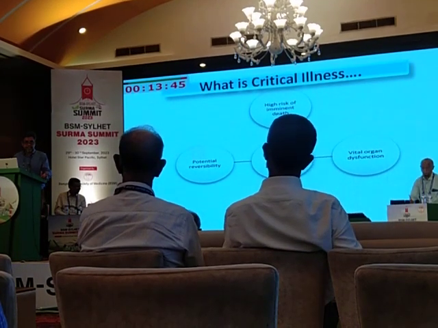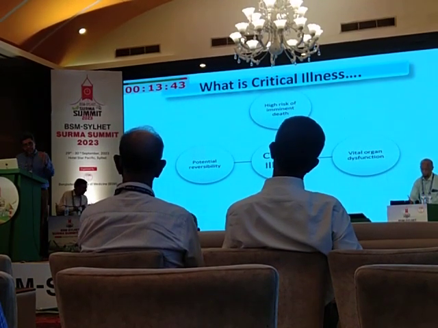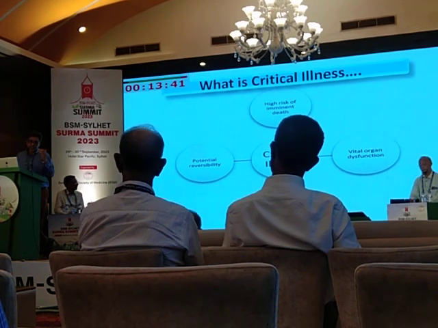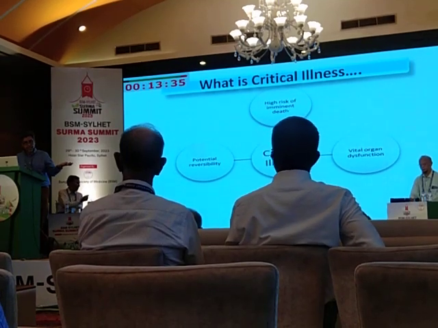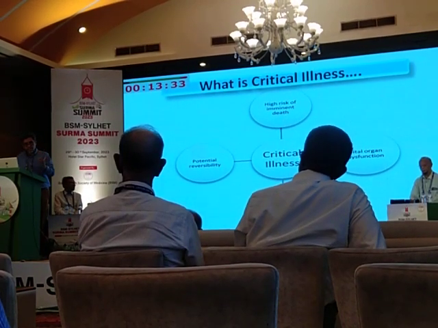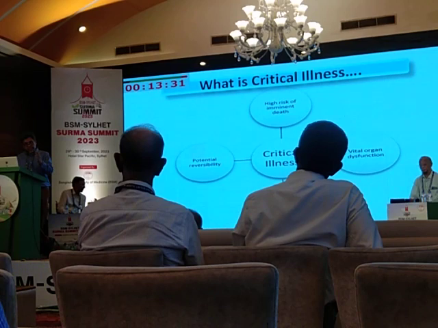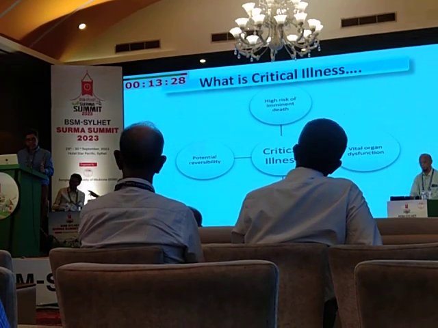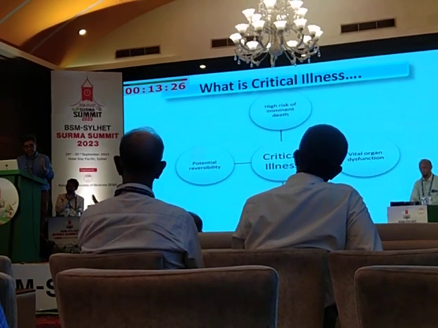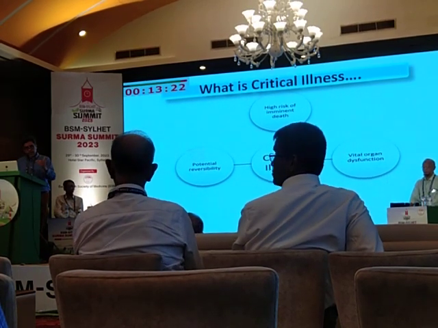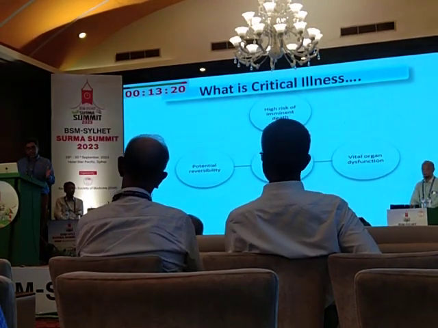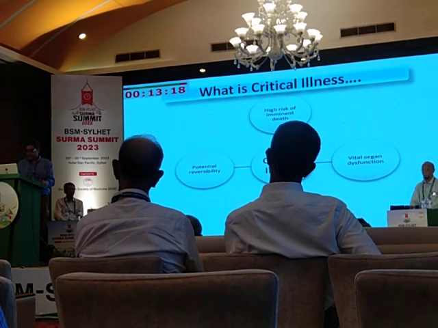Now, what is critically ill? We say a patient is critical when their vital organs are involved, like our Rizan sir mentioned that there is a lot of critical patients. So when vital organs are involved and there is potential reversibility, this patient is known as a critically ill patient. Critical patients are at high risk of mortality, and we should try to combat the risk of mortality.